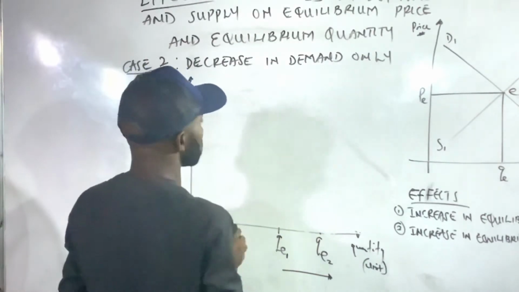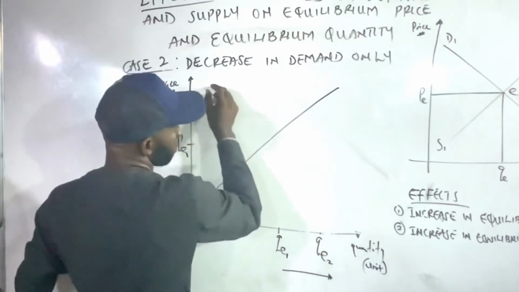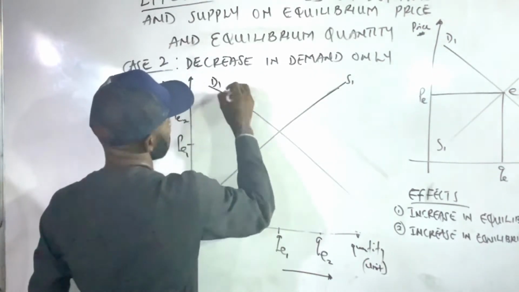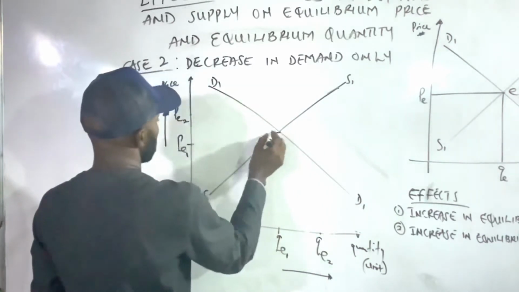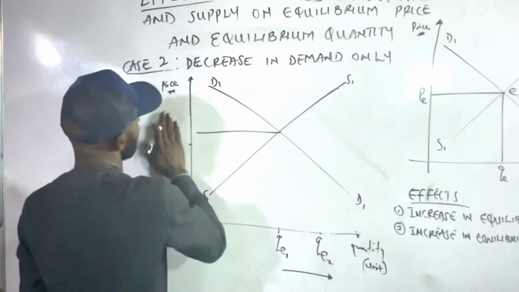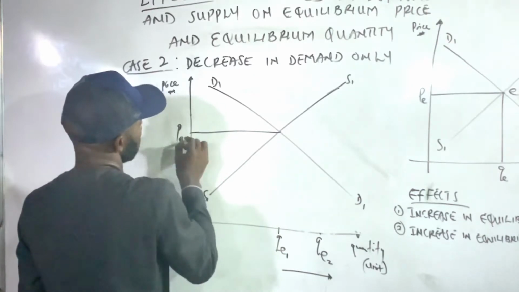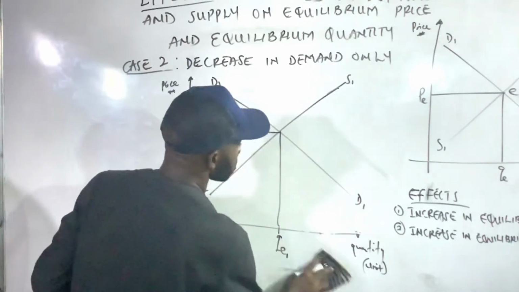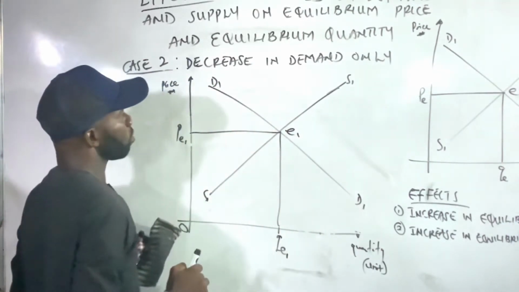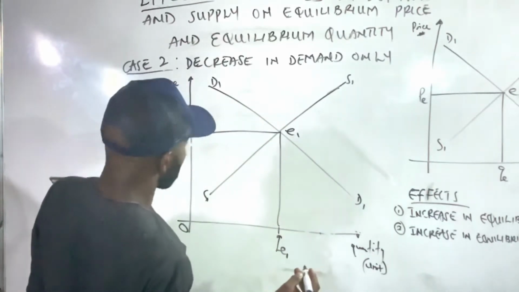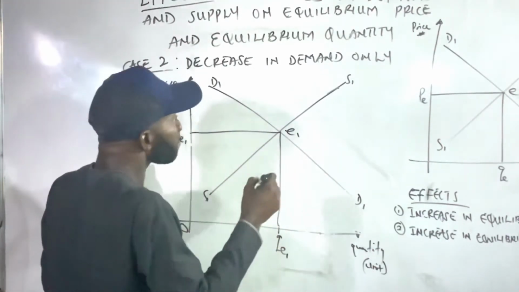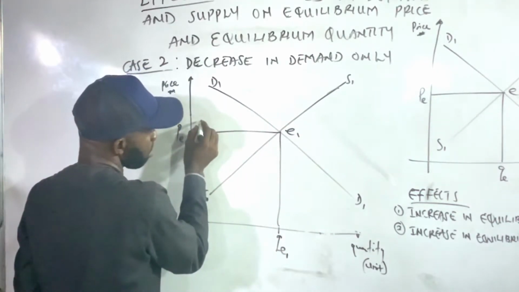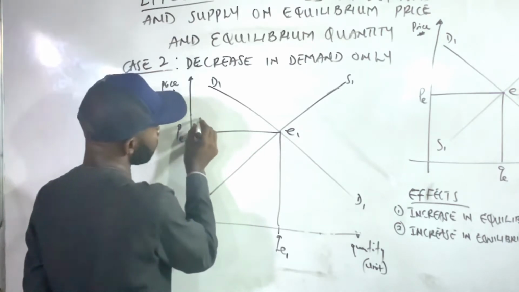So I'm reproducing the equilibrium, and then this is S1, S1, D1, D1. Equilibrium price, equilibrium quantity. And from this point, we can now obey this instruction. This instruction says we should decrease demand. And decrease in demand represents a leftward shift of the demand curve.